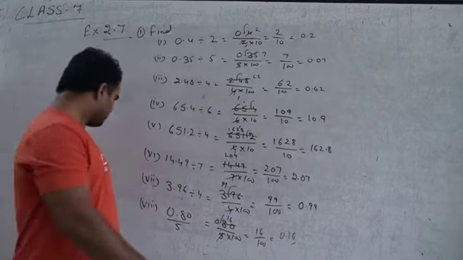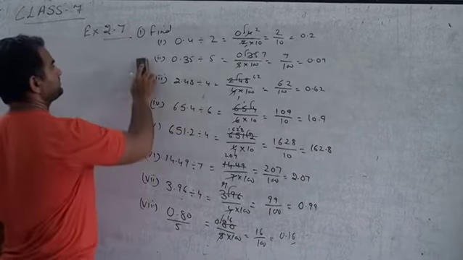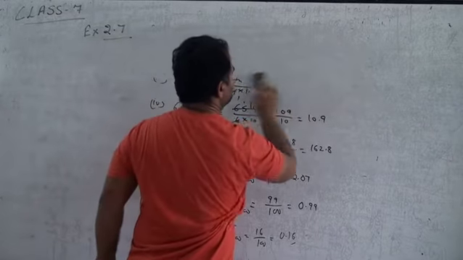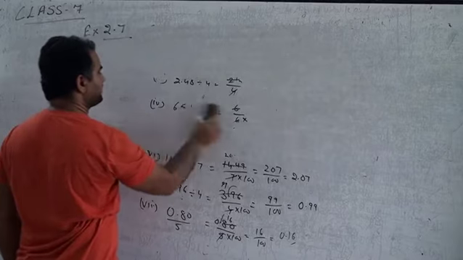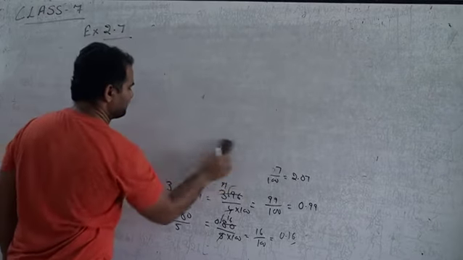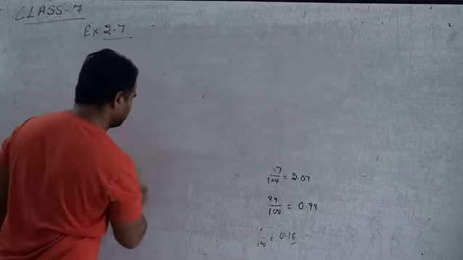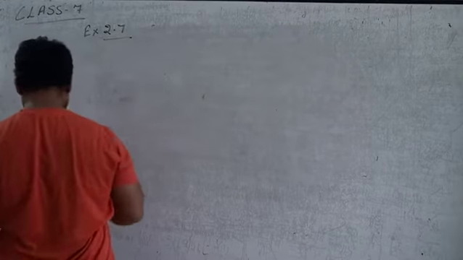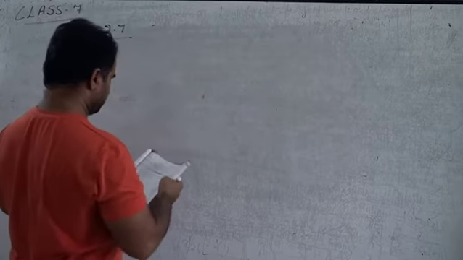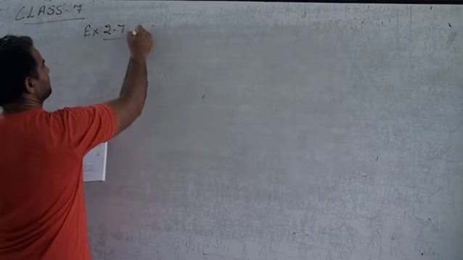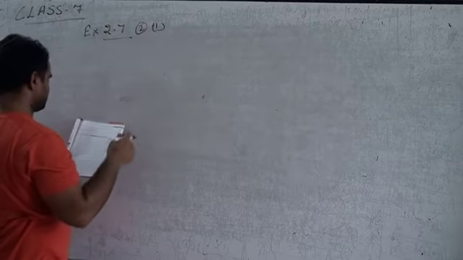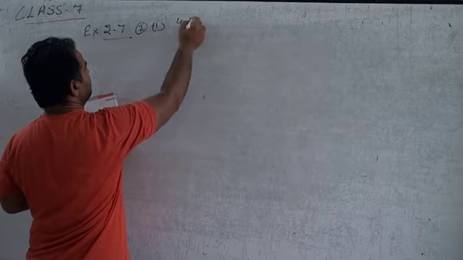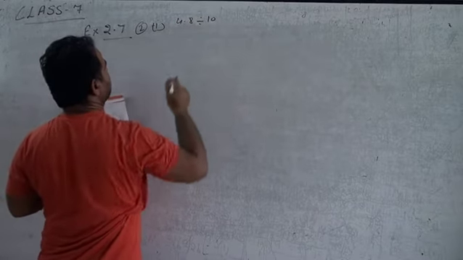Next we are going to do question number 2. Question number 2 is same as it was question number 1. But what we have to do is just divide by 100, 10 or 1000. Question number 2. First, 4.8 divided by 10.